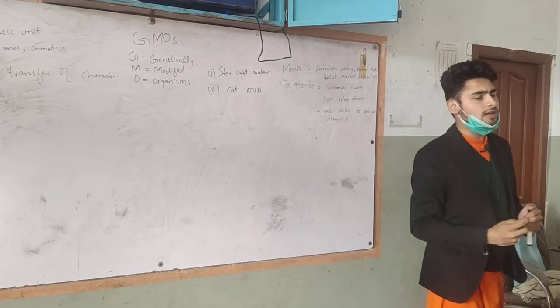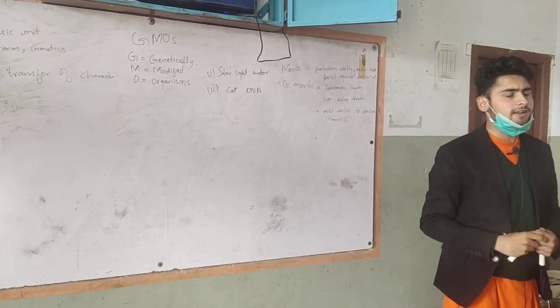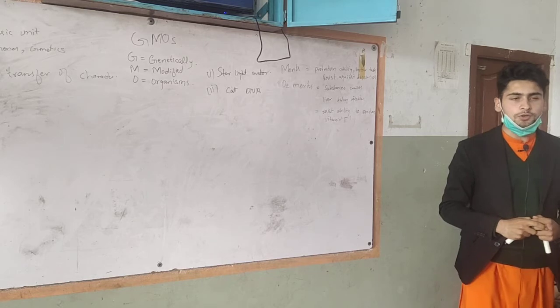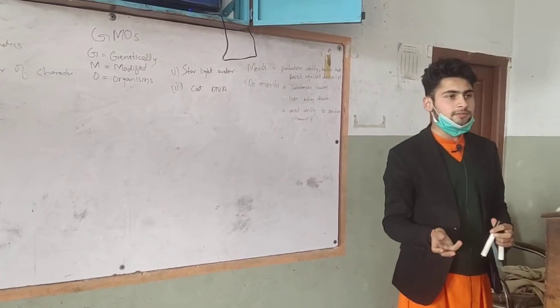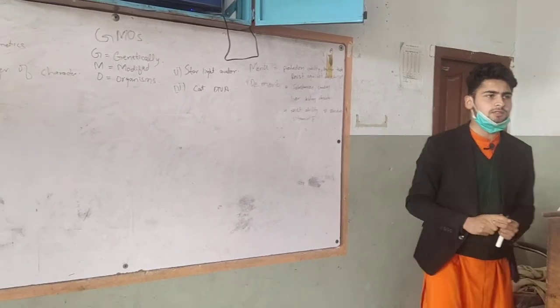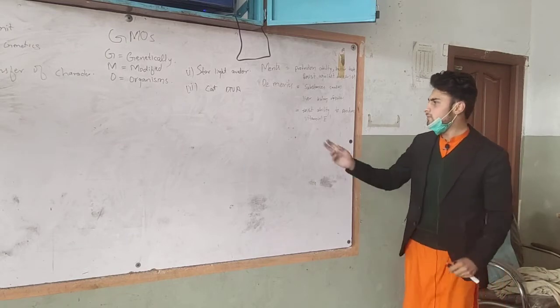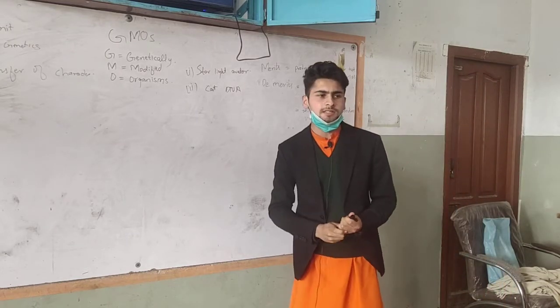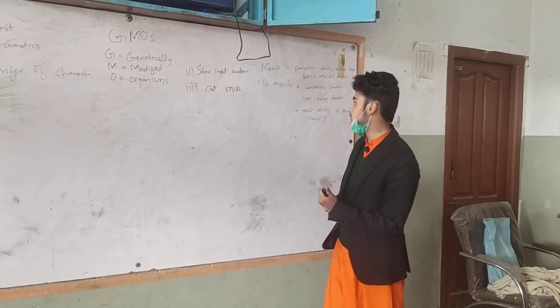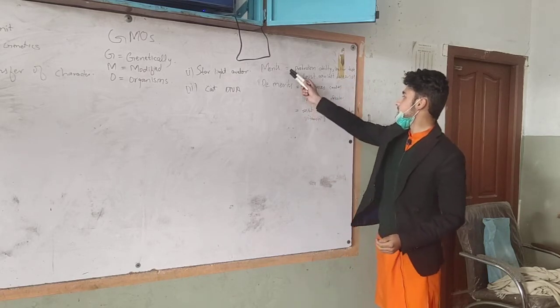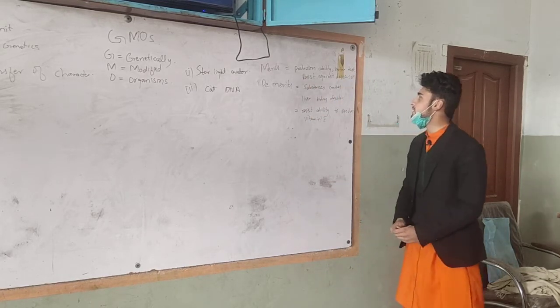Some other examples of genetically modified organisms are Dolly the sheep, and now the hen we see in daily life, the potatoes, the peach plants, each and everything. Some 70 to 80% of the things are now genetically modified in present days. So now some merits and demerits of genetically modified organism.